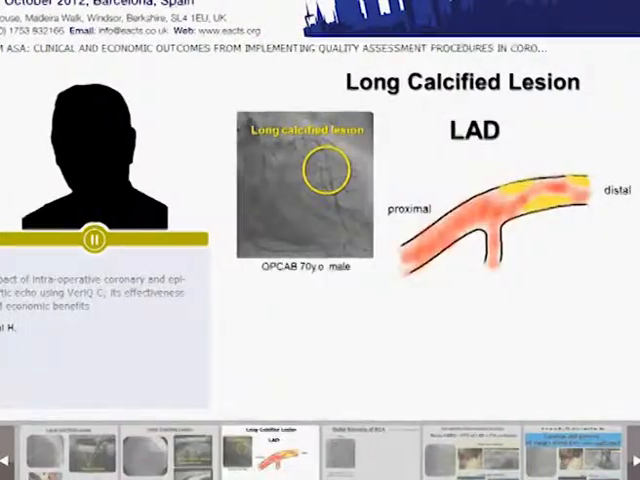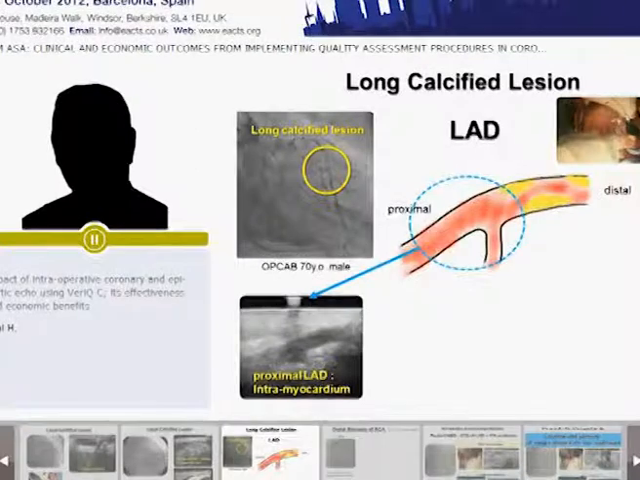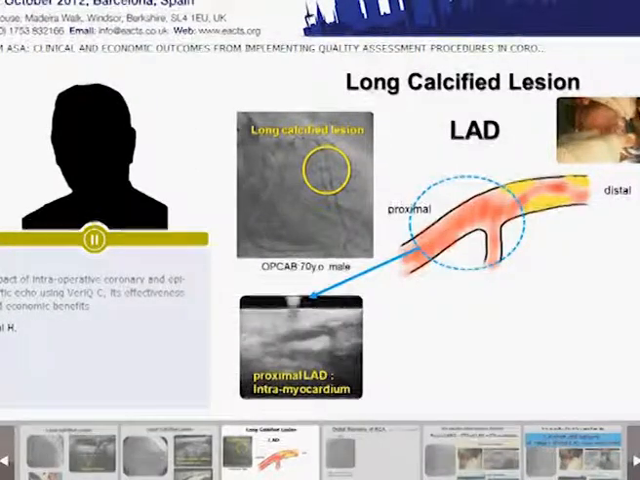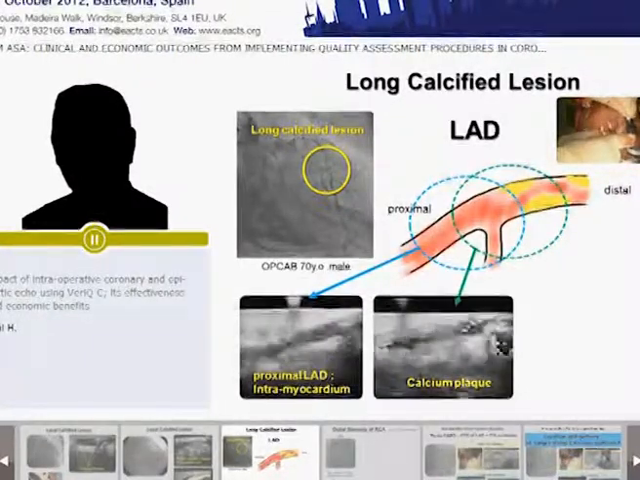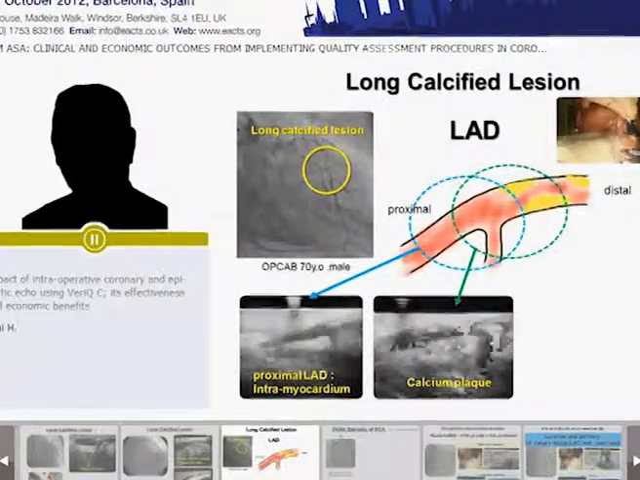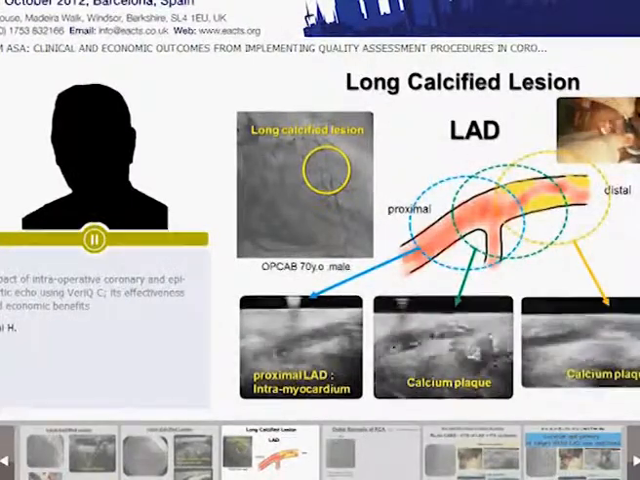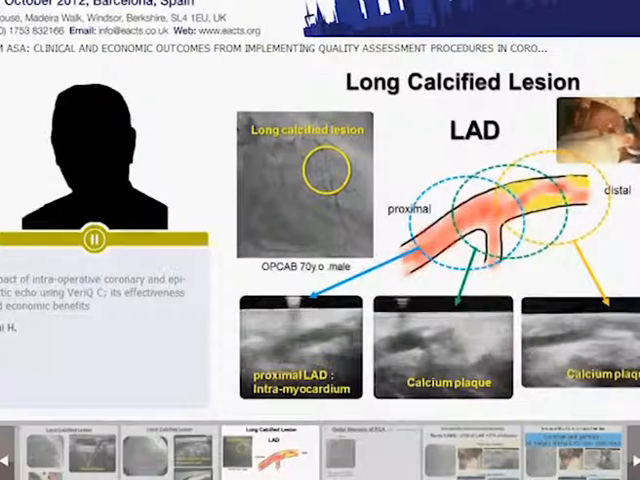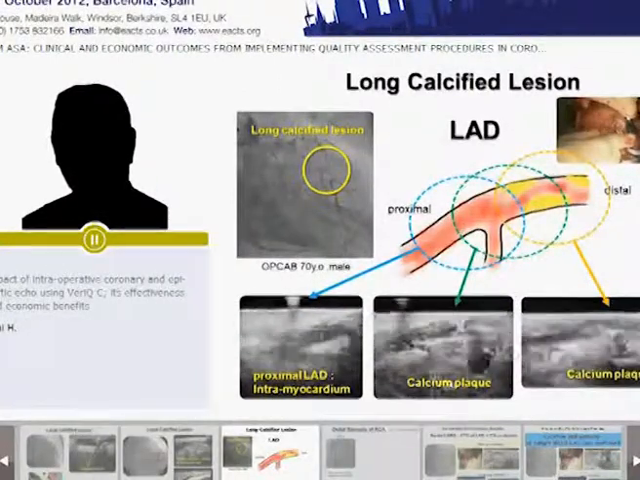When there is a long calcified lesion, we start scanning from one side. See, the proximal LAD is a little bit intramyocardial. This must be the tail part of the anastomosis. Then we see the middle, gradually moving the probe to the distal. Then you find some calcium plaque, and then another calcium plaque, and the distal LAD is okay.